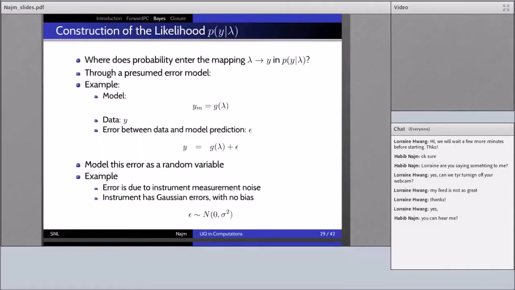The likelihood is a density that you want to construct based on your prediction of the data. So if I have a presumed model G, sorry for switching from F to G, but here I have YM, which is my model prediction, G of lambda, and I have data Y, in general, there'll be a discrepancy between the two because of the fact that I won't be able to predict exactly what I'm measuring. And it's quite often that this discrepancy is due to mostly instrument noise, and we can model it as a random variable because it originates in noise. And for many instruments, you can be sure what the character of the noise is, and it's frequently Gaussian. So let's say epsilon is Gaussian as shown at the bottom.